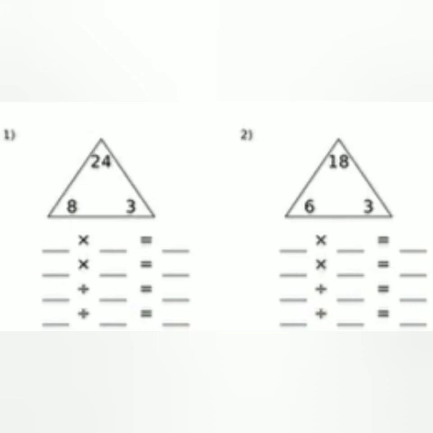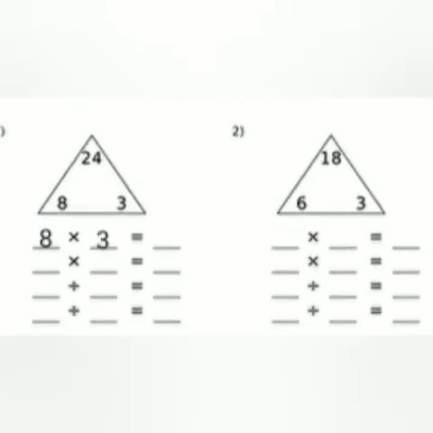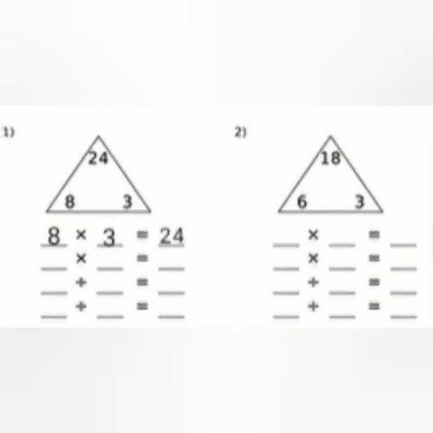We're going to look at number families with three numbers where we can make four sums, two multiplication and two division. So we're going to start with 24, 8 and 3. Let's start with 8 times 3 equals 24. What we're going to do is just change the numbers around.